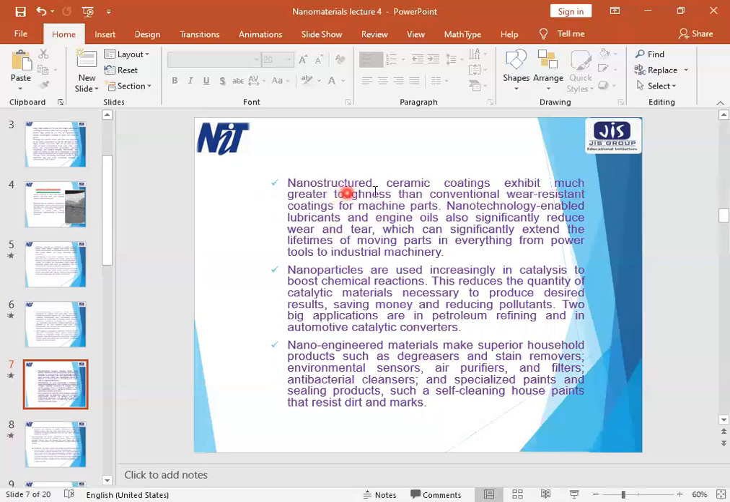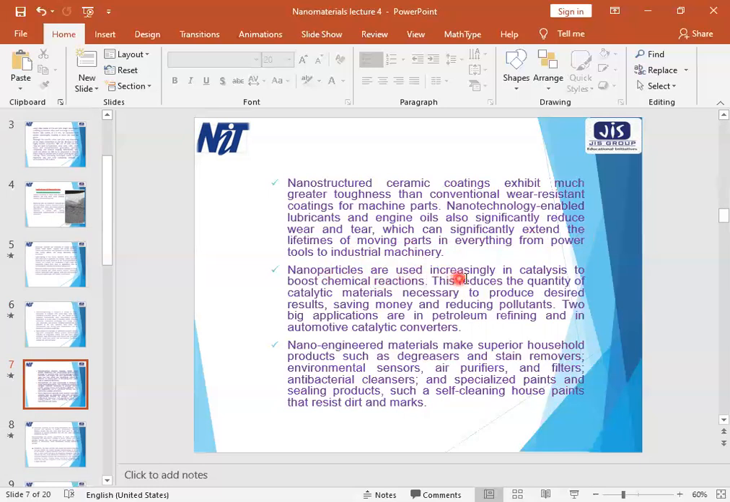Now, nanostructured ceramic coatings exhibit much greater toughness. You see, nanostructured ceramic coatings exhibit greater toughness than conventional wear resistant coatings for machine parts. And that is why nanotechnology enabled lubricants and engine oils also significantly reduce wear and tear, which can significantly extend the lifetime of the moving parts in everything from power tools to industrial machinery.